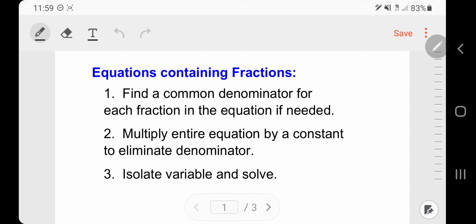Hey everyone. In this video we're going to take a look at how to solve some different kinds of equations containing fractions. So the first thing you want to do is find a common denominator for each of your fractional coefficients. That way, in the second step, when we multiply our entire equation by that constant, we'll be able to eliminate all of our denominators and be left with a simple equation without any fractions. After that, isolate your variable and solve just like we've done in some prior videos with our multi-step equations.